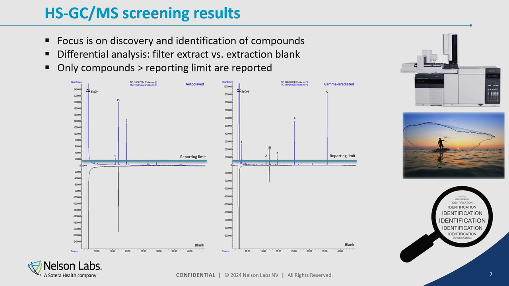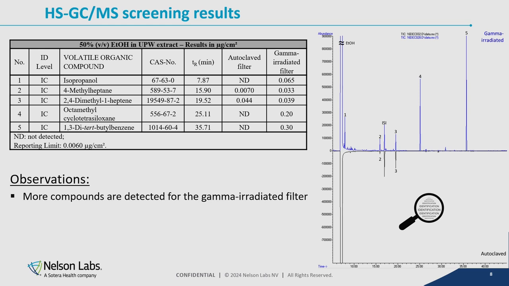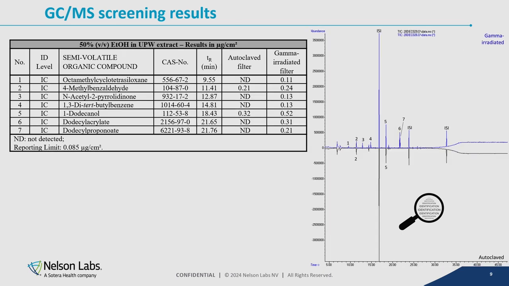So in the chromatograms, you can see at the upper tray the chromatograms of the filter extract for autoclaved and gamma irradiated filter. At the bottom is the extraction blank, and all differential peaks above the reporting limit will be reported. They are summarized in this table. I will go into more details on the results later on during this presentation. At this moment, I just wanted to indicate that we have more components for gamma irradiated filter compared to the autoclaved filter, as you can see in the chromatograms as well as in the summary table.